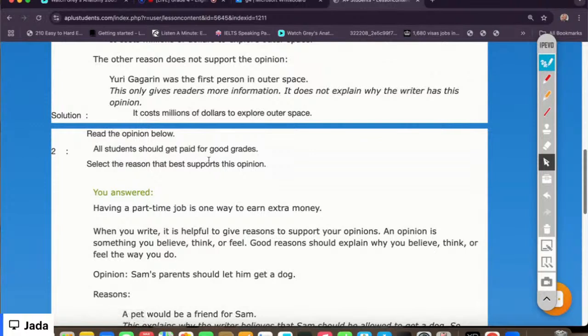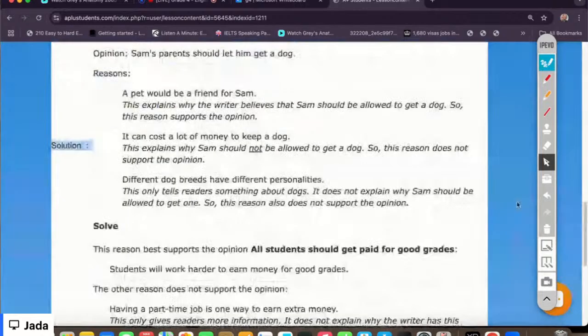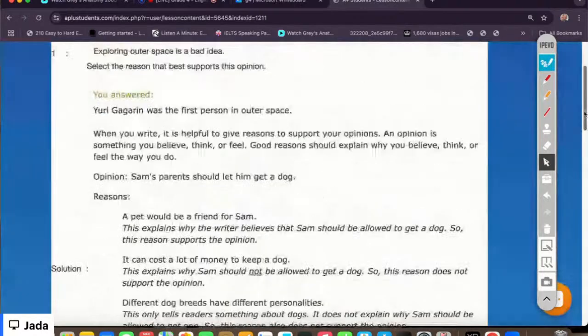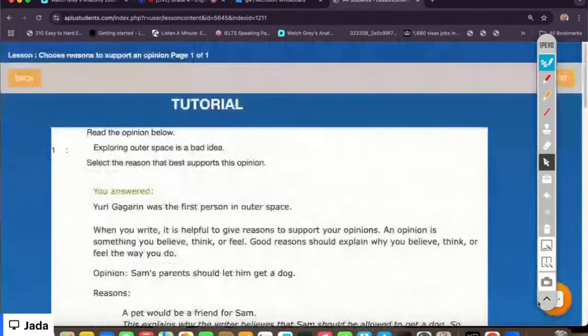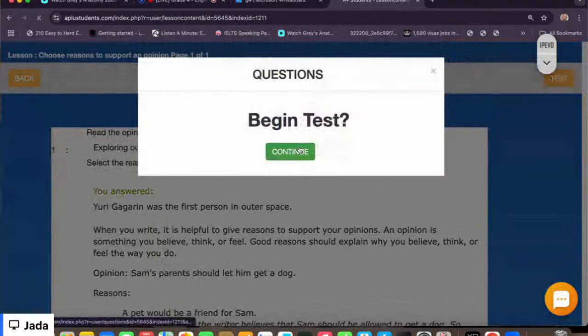Alright, all students should get paid for good grades. Select the reason that best supports this opinion. Students will work harder to earn money for good grades. Okay. So we will just move on to the test. We can have more questions there and you can share your answers with me. If you have any questions also you can ask me.